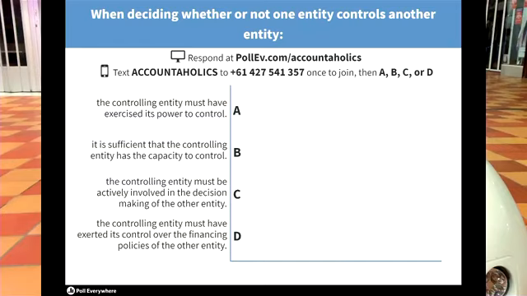And the controlling entity must be actively involved in the decision making. No, they don't have to be actively involved because they might be just happy with what the management are doing, so why would they want to exercise the right? As long as they are happy, fine, but when they are not happy, they have the capacity to do whatever they want. That would be the power they have. So C is not correct. And D, the controlling entity must have exerted its control. No, they don't necessarily need to exert their power, but they need to have the capacity to exert it if they wish. So the answer is B.